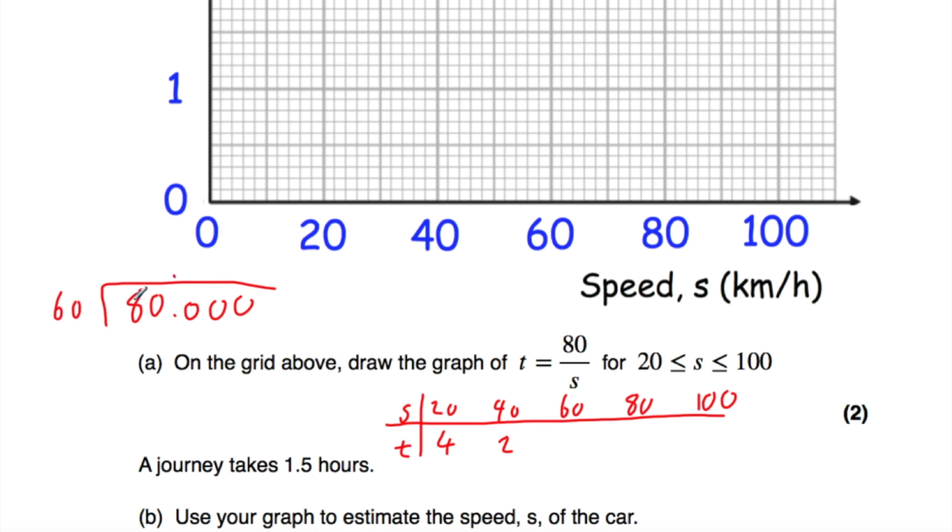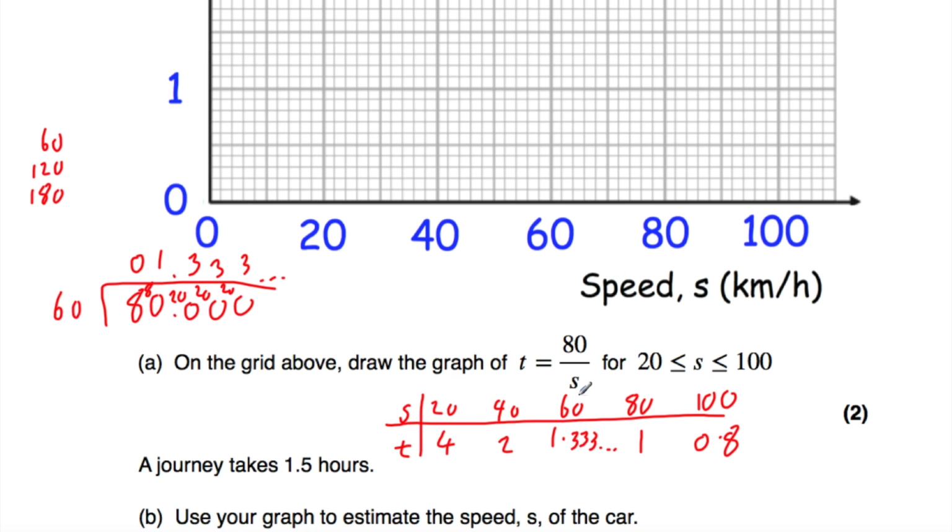So how many 60s go into 8? That's 0 remainder 8. How many 60s go into 80? That's 1 remainder 20. How many 60s go into 20? Well, let's consider multiples of 60: 60, 120, 180. So it's going to be 3 remainder 20, 3 remainder 20, and so on. So that'll be 1.333, and so on. Okay, next, if s is equal to 80, we'd have 80 divided by 80, that's equal to 1. And finally, if s is equal to 100, we'd have 80 divided by 100, which is equal to 0.8. So we've got our values, now let's plot them.